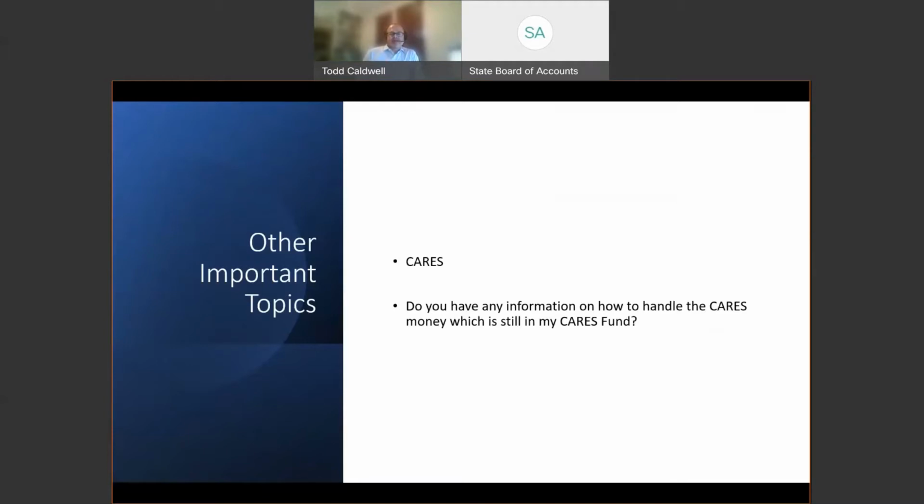We still have some on CARES. So I'm going to switch gears a bit and talk about CARES. We are finding that people still have money in their CARES fund, and you should not have any money in your CARES fund. It should have a zero balance.